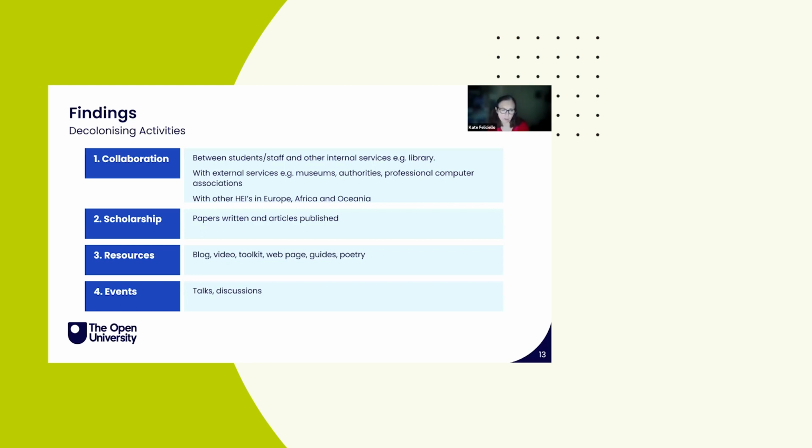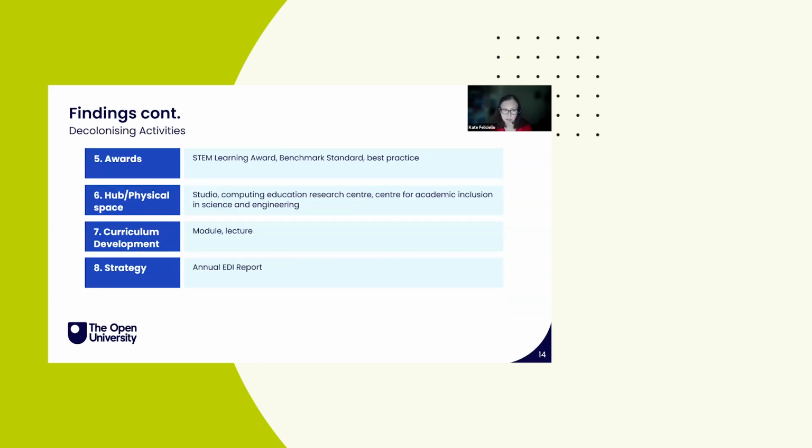The next section we looked at was resources. So have any resources actually been created, such as blogs, videos, toolkits to enable course teams to create decolonized courses, web pages, guides, poetry, anything you like in there. Whether there are any events going on, any talks, discussions, these examples of networking, and some of these examples could be across some of these areas as well.